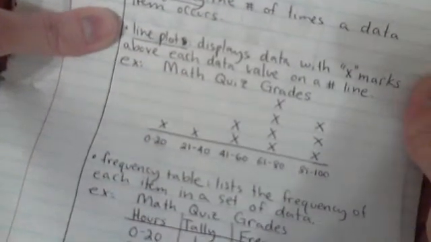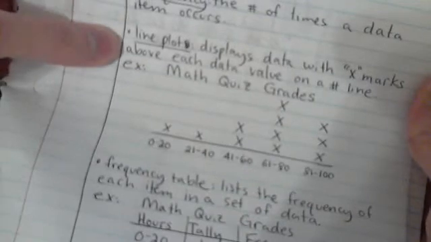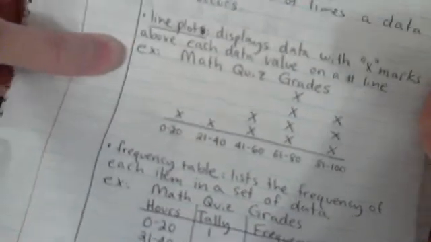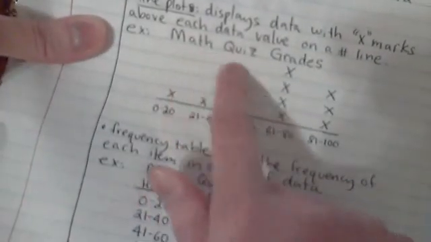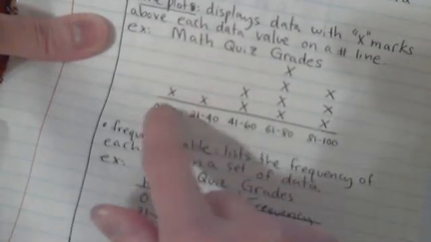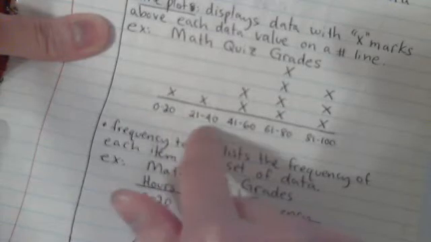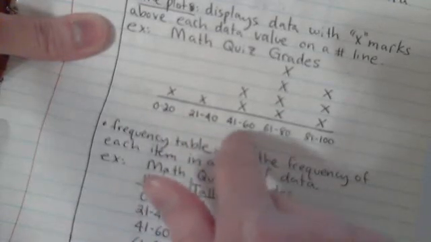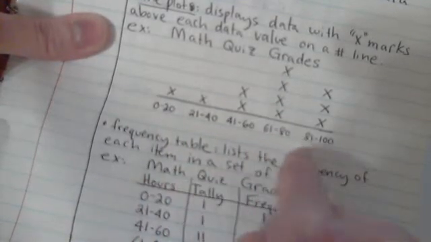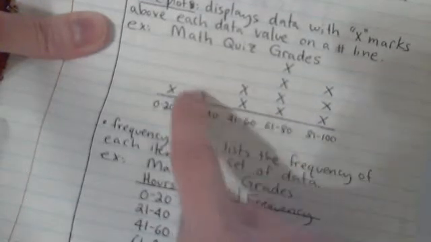Okay, so the first thing that we're going to talk about is line plots. Okay, line plots display data with X marks above each data value on a number line. So here's an example. So here are some math quiz grades. Okay, so from here, it's 0 to 20, and then 21 to 40, 41 to 60, 61 to 80, and 81 to 100. Guess how many people got between 0 to 20% on their quiz grade?